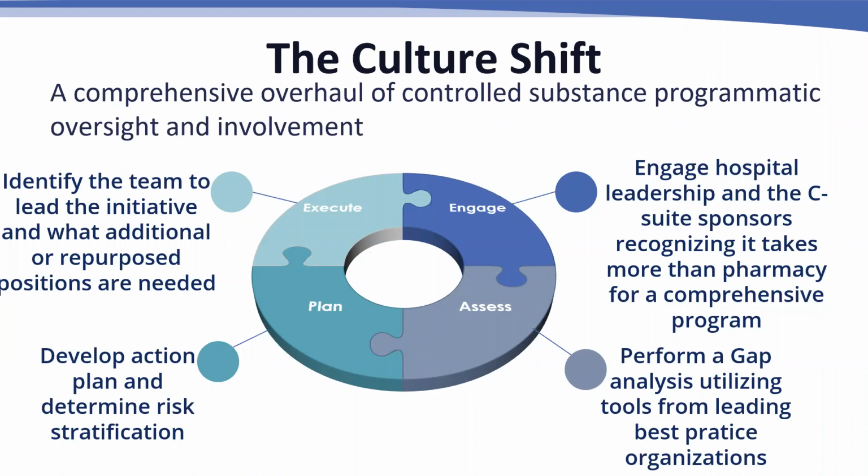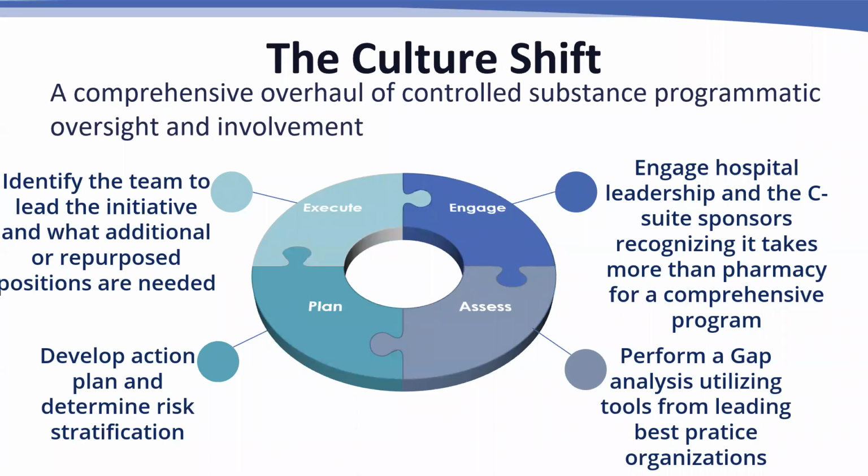You need to perform a gap analysis and really recognize what those leading practices are, how you bump up against them, and what those misalignments are. And then once you find those misalignments, develop an action plan, and you have to determine risk stratification. Not everyone's going to have capital dollars to go buy automated dispensing cabinets across all their ambulatory or perioperative areas. It's just not going to happen.